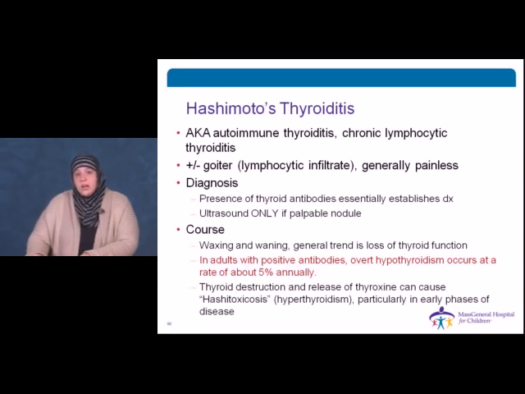In addition, as we'll talk about a little more later, as I said, there's a lot of thyroid hormone stored in the thyroid follicles. So thyroid destruction from Hashimoto's thyroiditis can result in release of thyroxine, which can cause hashitoxicosis, which is a transient phase of hyperthyroidism, particularly in the early phases of the disease.